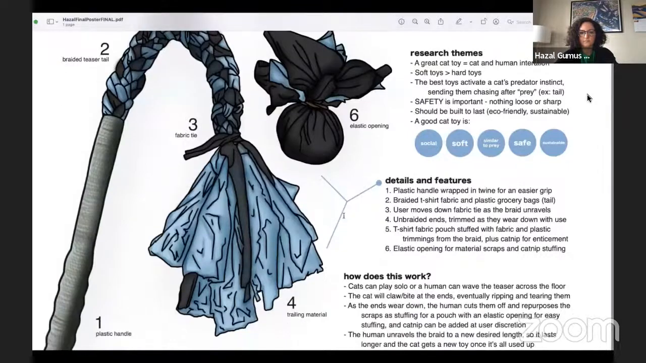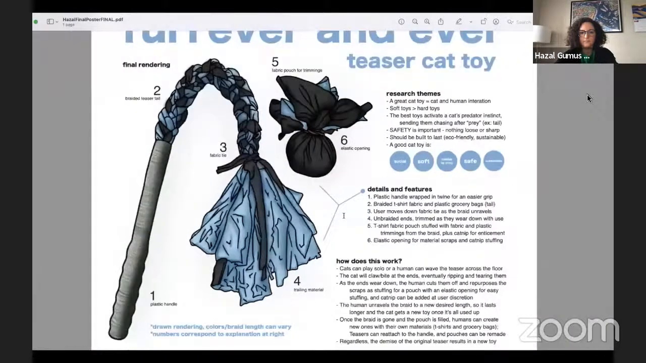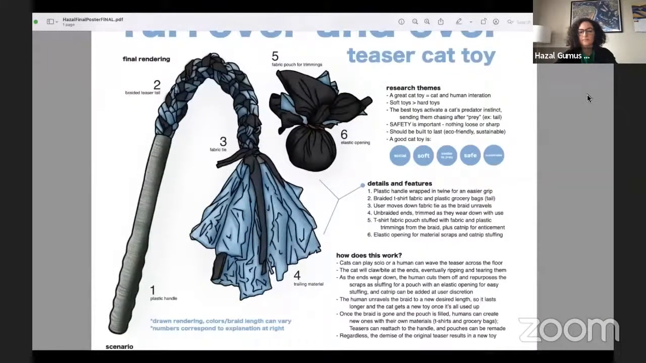Okay, so to go in a little bit to how this cat toy works, and I'm skipping down to this third section here at the bottom. The way that this toy works, cats can play solo, or a human can wave the teaser across the floor. The plastic handle itself that normally would be dangerous is wrapped in twine, so technically the cats can play with the stick as well. It can be left on the floor for them to bat around, or a human can grab it and wave it around for the cats.